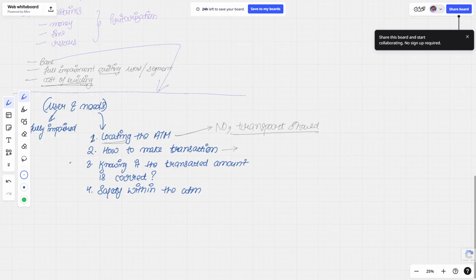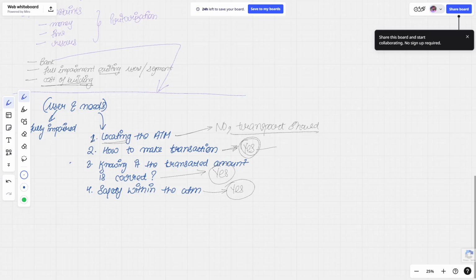How to make a transaction? Definitely yes, because this will help our user. This is because we are serving the user, so yes, this is our problem to solve. Knowing the transacted amount is correct, this is also yes. And safety within the ATM, yes, because a user is entering our area, my service area, so yes, this is my problem, this is my headache as well.